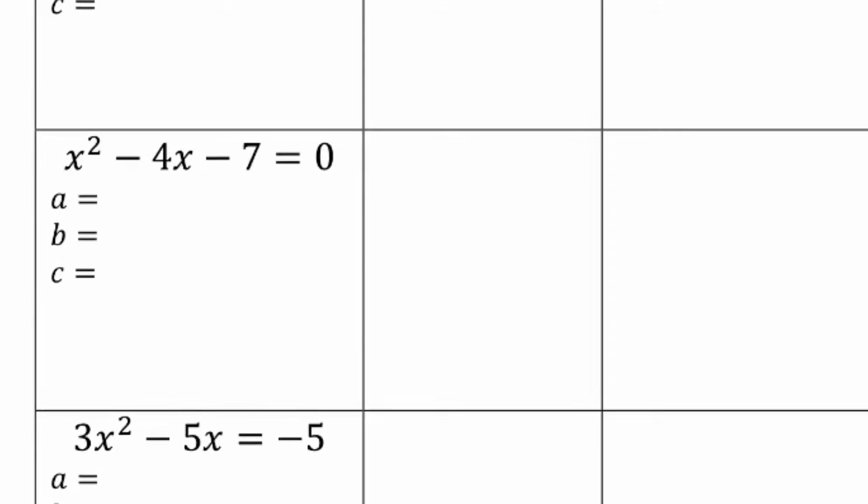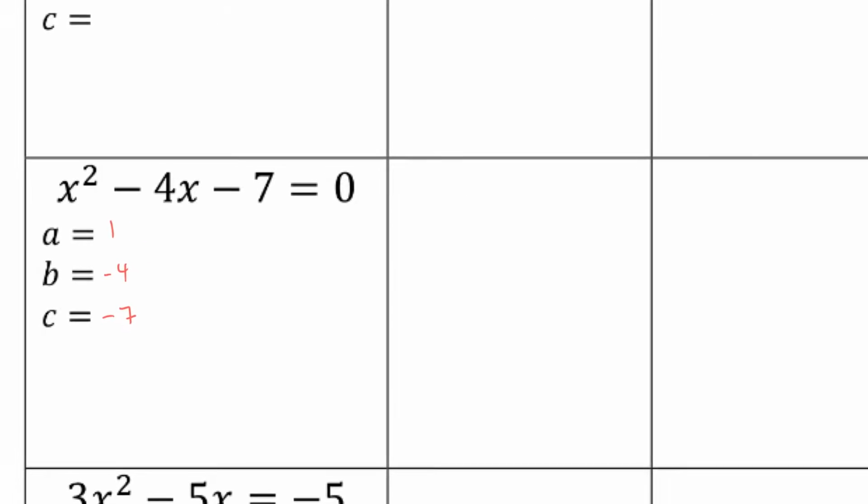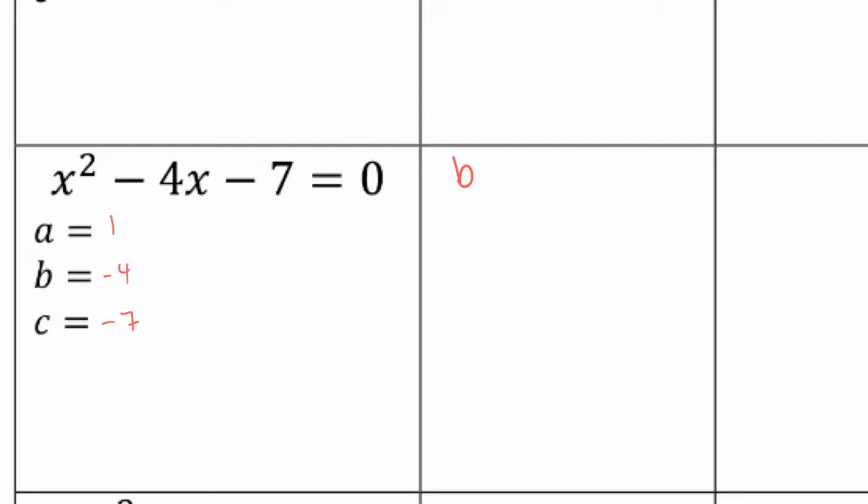All right, moving on to letter B. We're going to start with listing our A, B, and C. So A is 1, B is -4, and C is -7. Then I'm going to plug it into my discriminant formula, which is b squared minus 4ac.